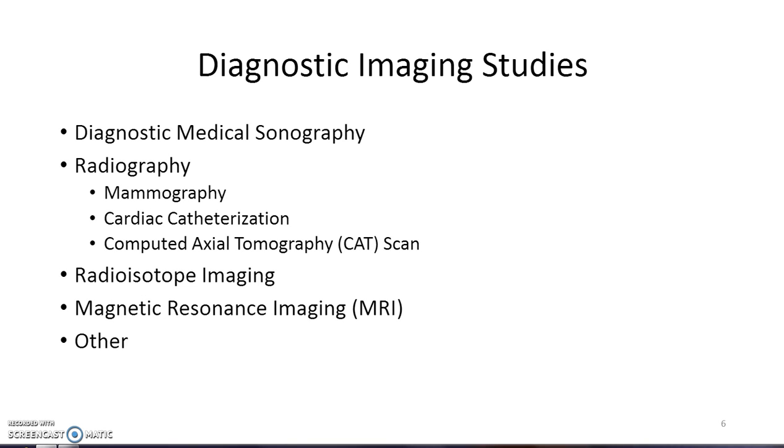Based on the results of the history and physical exam, a preliminary diagnosis is established and additional testing may be needed to prove the diagnosis. Diagnostic imaging studies may be indicated. Imaging studies produce an image or picture of the inside of the body. Examples of diagnostic imaging studies include diagnostic medical sonography, also referred to as ultrasound, which uses high-frequency sound waves rather than radiation to create a computer-generated image of body structure.